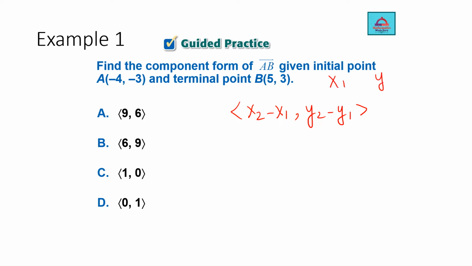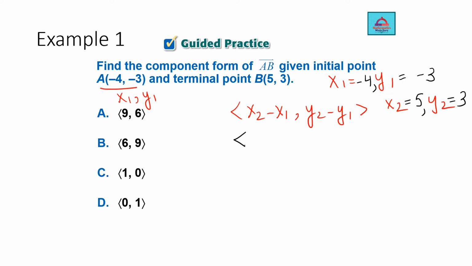How much is x1? How much is y1? How much is x2? How much is y2? I want to know from you. So the initial point gives you x1, y1. So this is, let's change color. x1 is minus 4, y1 is minus 3, x2 is 5, y2 is 3.